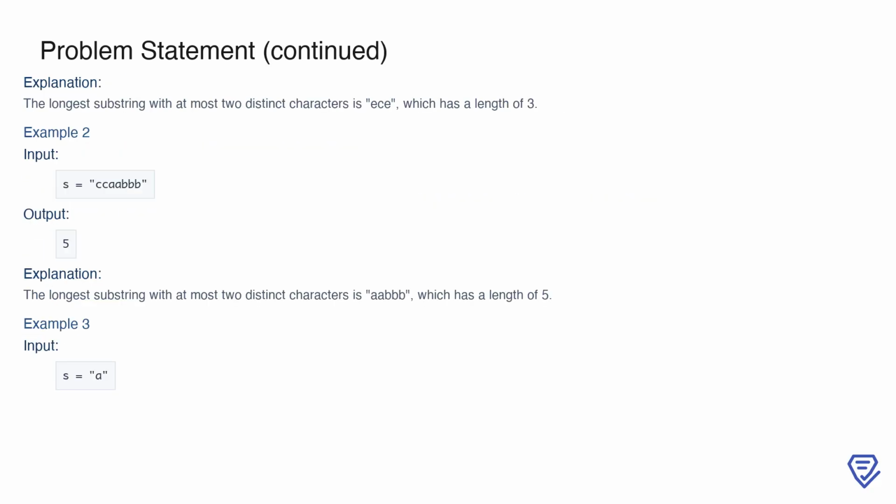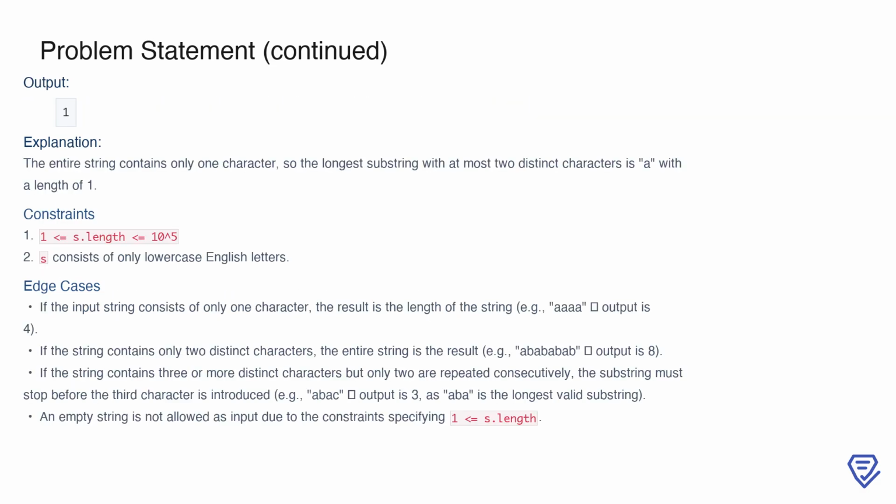Here's another example to clarify the problem. If the input string is S equals KABAB, the output is 5. This is because the longest substring containing at most two distinct characters is AB, which has a length of 5. Now, consider a simpler case where S equals A. Since the string contains only one character, the longest substring is the entire string itself, resulting in an output of 1. To further solidify the understanding, let's go over some constraints and edge cases.